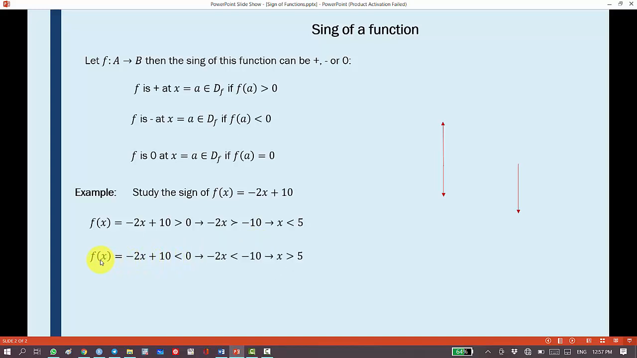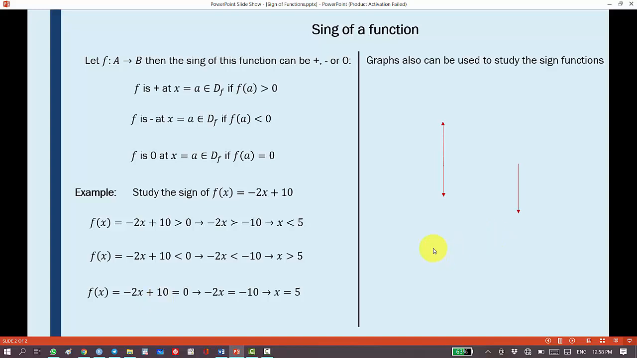Likewise, in order to find the values of x for which the function is negative, we just let this function be less than 0 and solve this linear inequality, and we get that for all values of x bigger than 5, the function is negative. In the same way, in order to find the value of x for which this function is 0, we let the function be 0 and solve this linear equation, and we find that for x equal to 5, the function is 0.